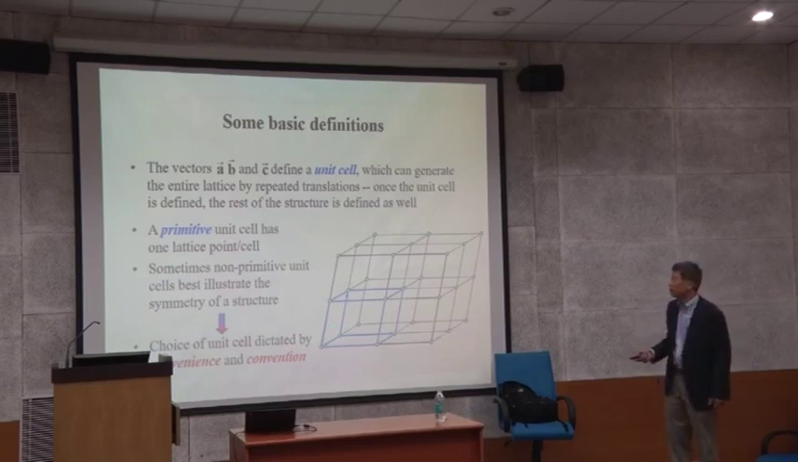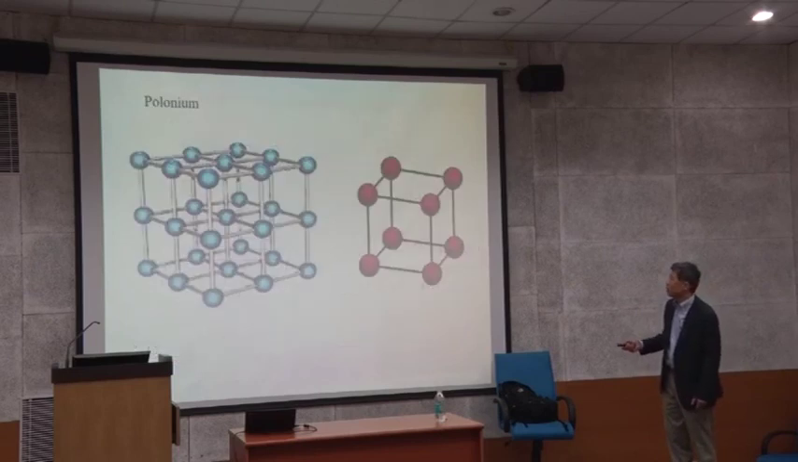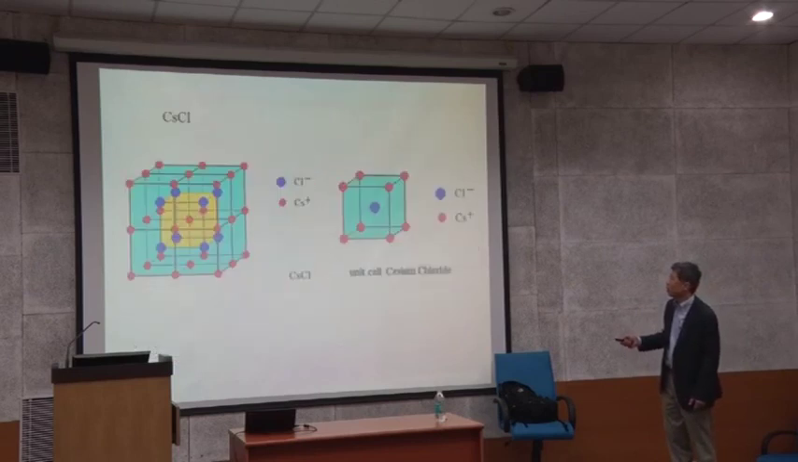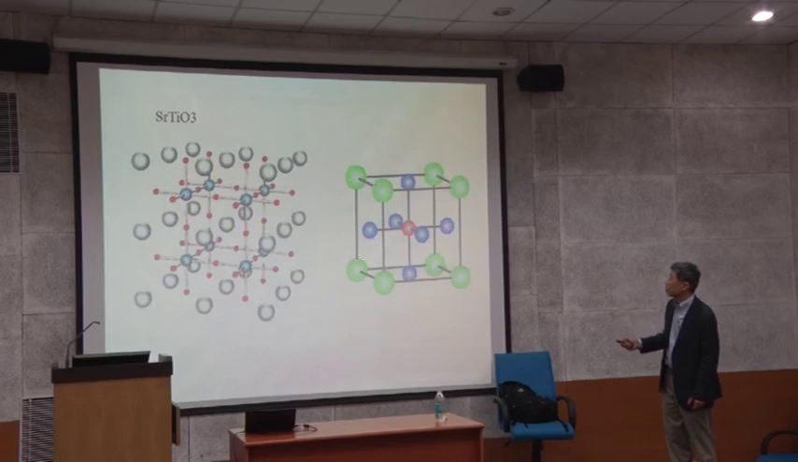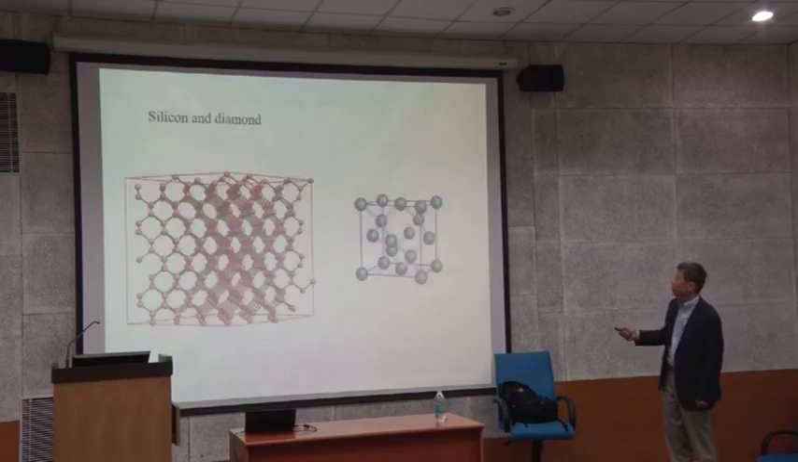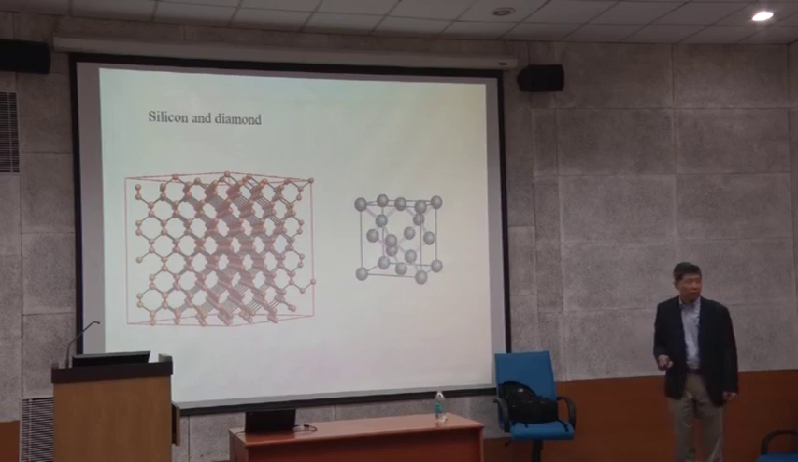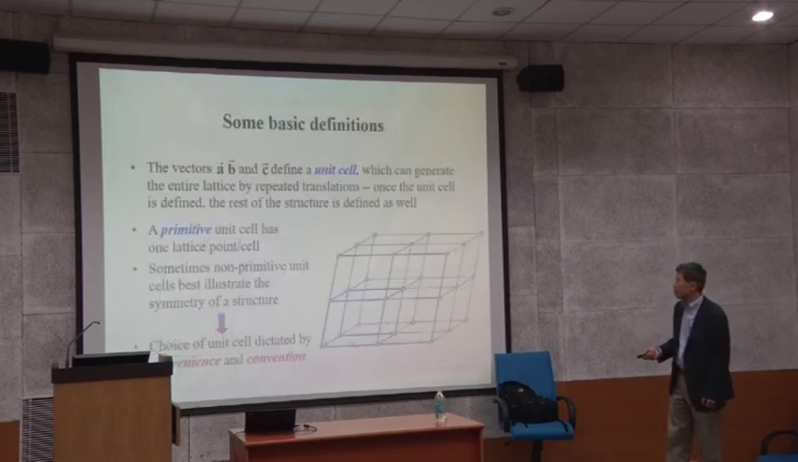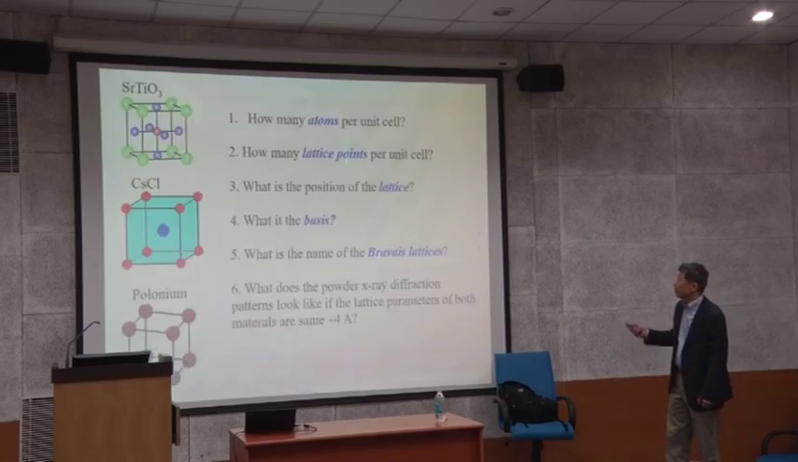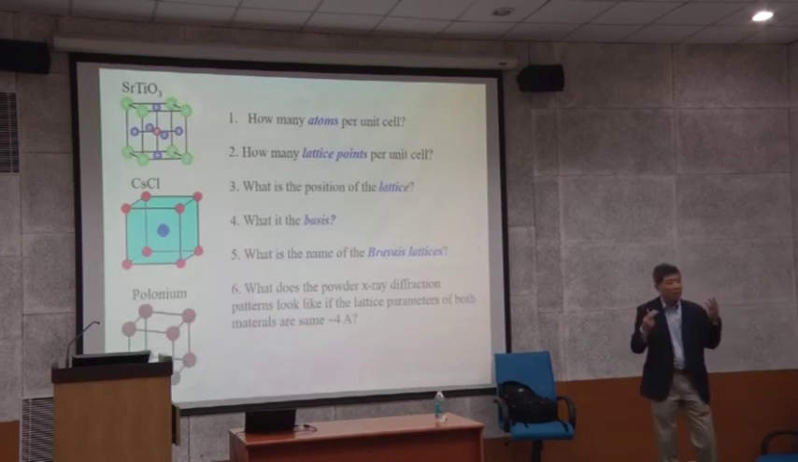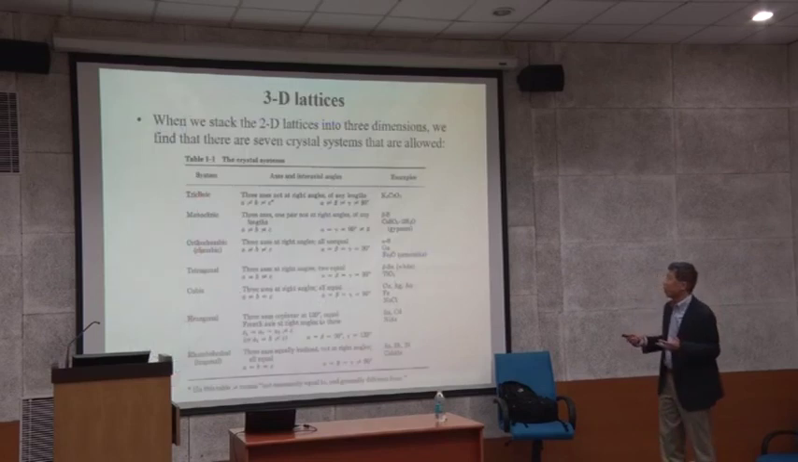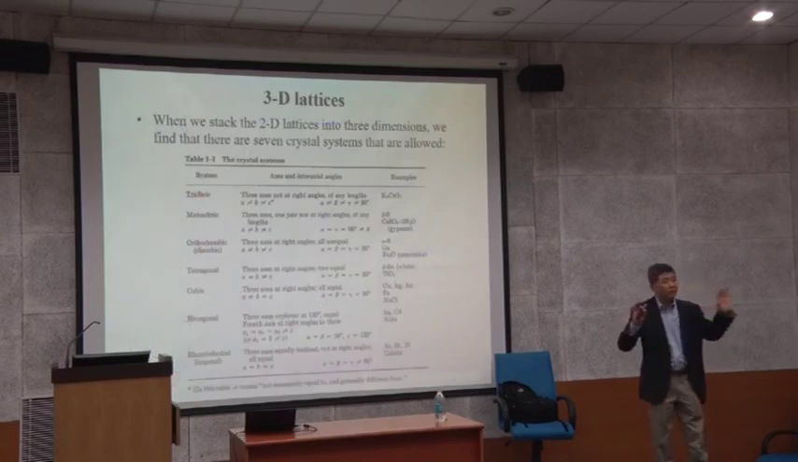I think you already learned this one. And then you can see you have polonium, cesium chloride, and strontium titanate, all the same kind of simple cubic lattice. The diamond crystal structure is not the same lattice, because the atoms are in different locations, in the diamond cubic. Okay, so now we have some fundamental basis of lattice, and how many different types of lattice are there?